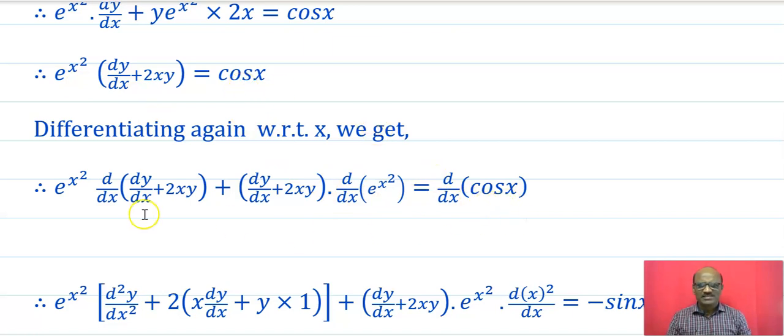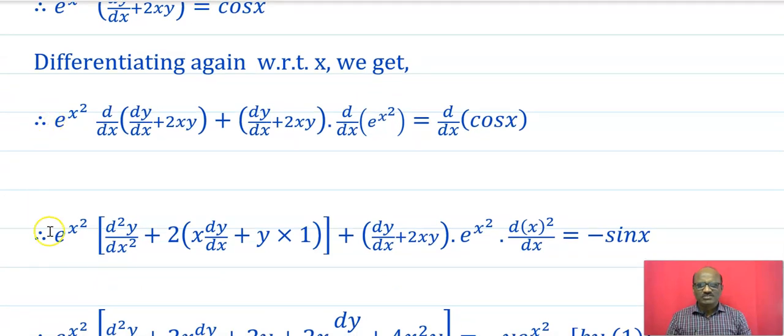The derivative of cos x is minus sin x. That is, next, e raised to x square as it is. Now we will differentiate this. The derivative of dy by dx is d2y by dx square, plus. Now differentiate x into y. Now we'll apply the product rule here, that is 2 into x. Derivative of y is dy by dx, plus y into the derivative of x, which is 1, bracket complete, plus. Now the next term is dy by dx plus 2xy into d/dx of e raised to x square, which is e raised to x square into d/dx of x square, and that is equal to minus sin x.